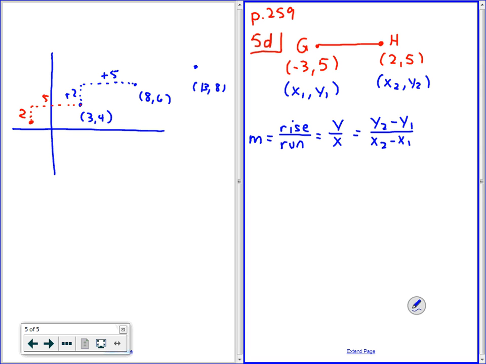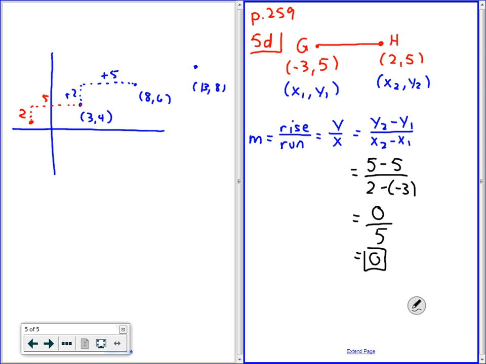Olivia, can you sub some numbers in here, please? Y2 is 5. Very good. So we just subbed the numbers in, so all is good. Hannah, can you do some math, please? 5 minus 5 is? 0. And 2 minus negative 3 is? 0.